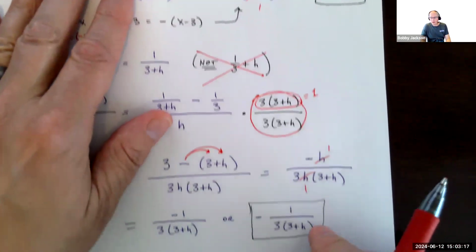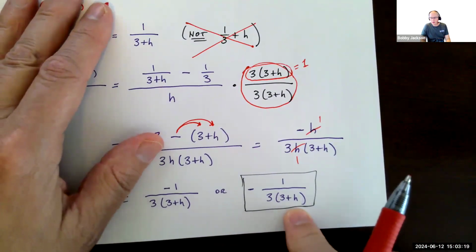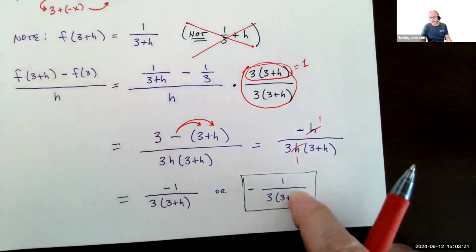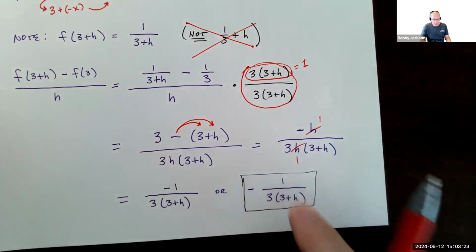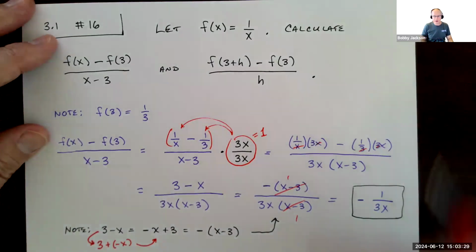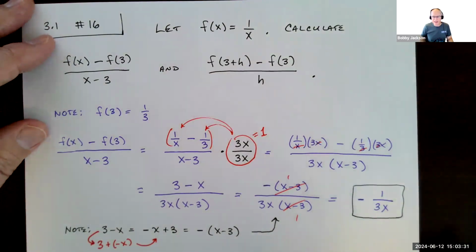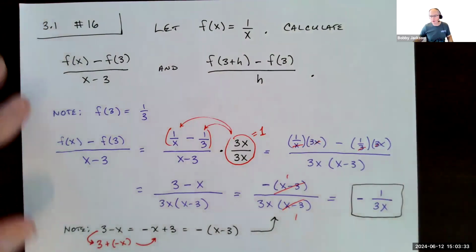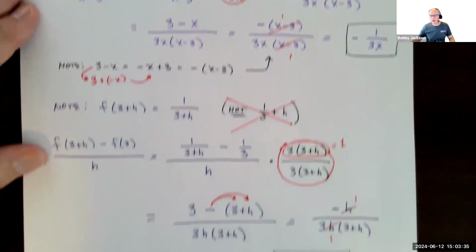Notice the limit as h goes to 0. What happens if h goes to 0? That's going to be 0. I've got, again, -1/9. So that would be the derivative. That would be f prime of 3. They're not asking for that in this particular problem. Okay, so there are the two results.